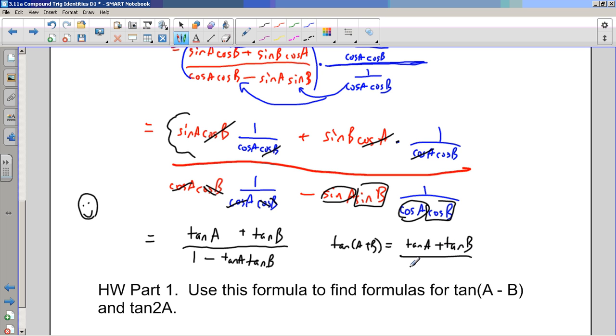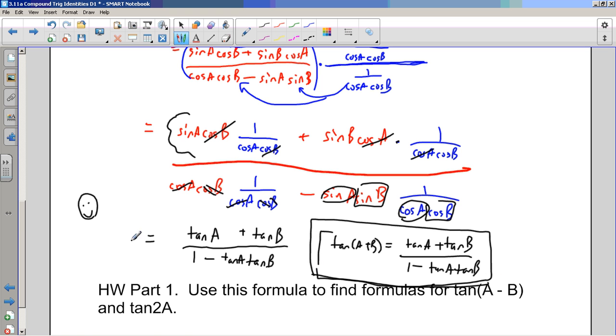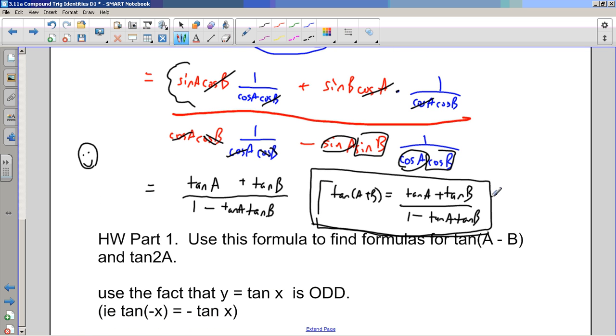And so homework number one, besides maybe getting all of these on a nice sheet of paper so you have them all handy together, is to use this formula here, pull the same trick that we did earlier, like take out the B and put in the minus B and come up with formulas for this, or take out the B and put in an A and come up with a formula for tan 2A. For this one, you'll need to use the fact that tan X is odd.